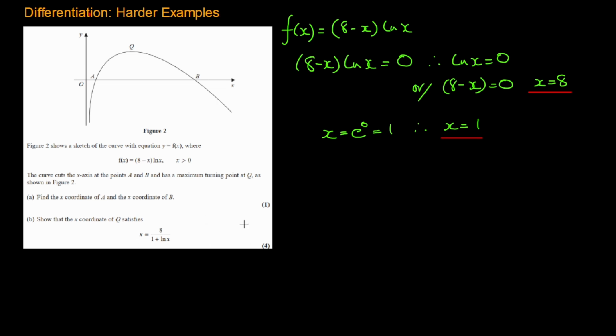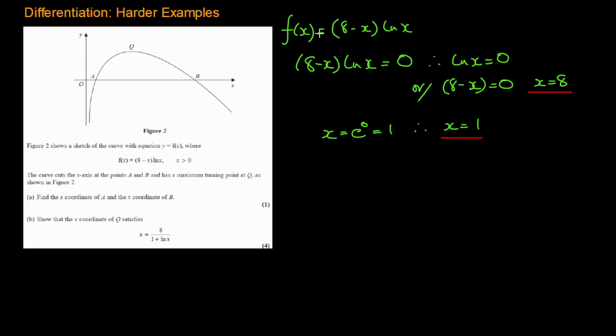Okay, now we've got to do a little bit more work to find the maximum point. Well, to find the maximum point, we need to differentiate the curve and then set that new function to 0 to find out where the gradient momentarily matches 0. And it looks like we're going to have to use the product rule. Okay, so let's set this up.